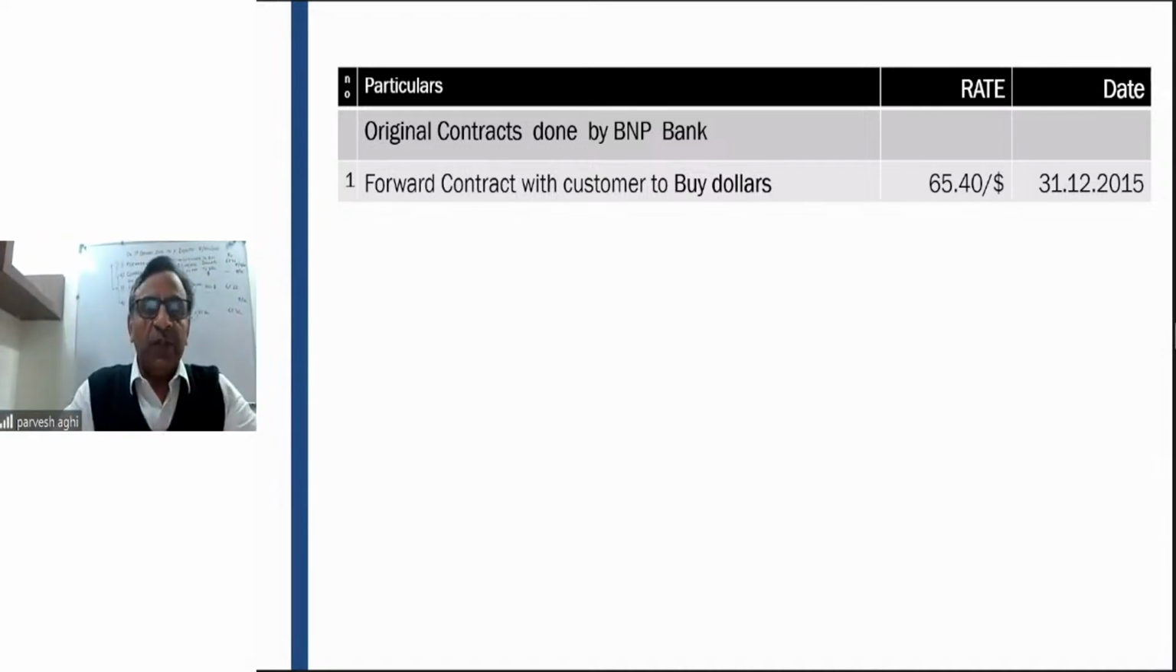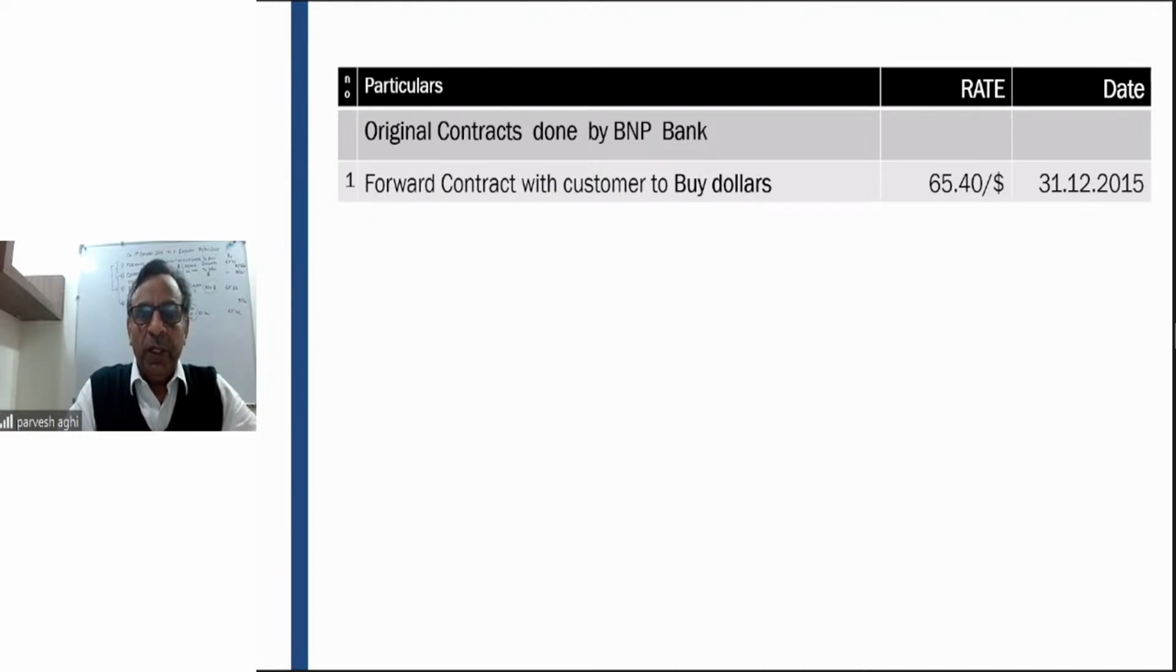Now, this was the first contract, the forward contract with the customer to buy dollars. What rate? 65.40 per dollar. So the customer is going to receive money on the 31st of December 2015. So the bank said, okay, we'll buy dollars from you and give you Indian rupees, because you're going to get $1 lakh from your customer.